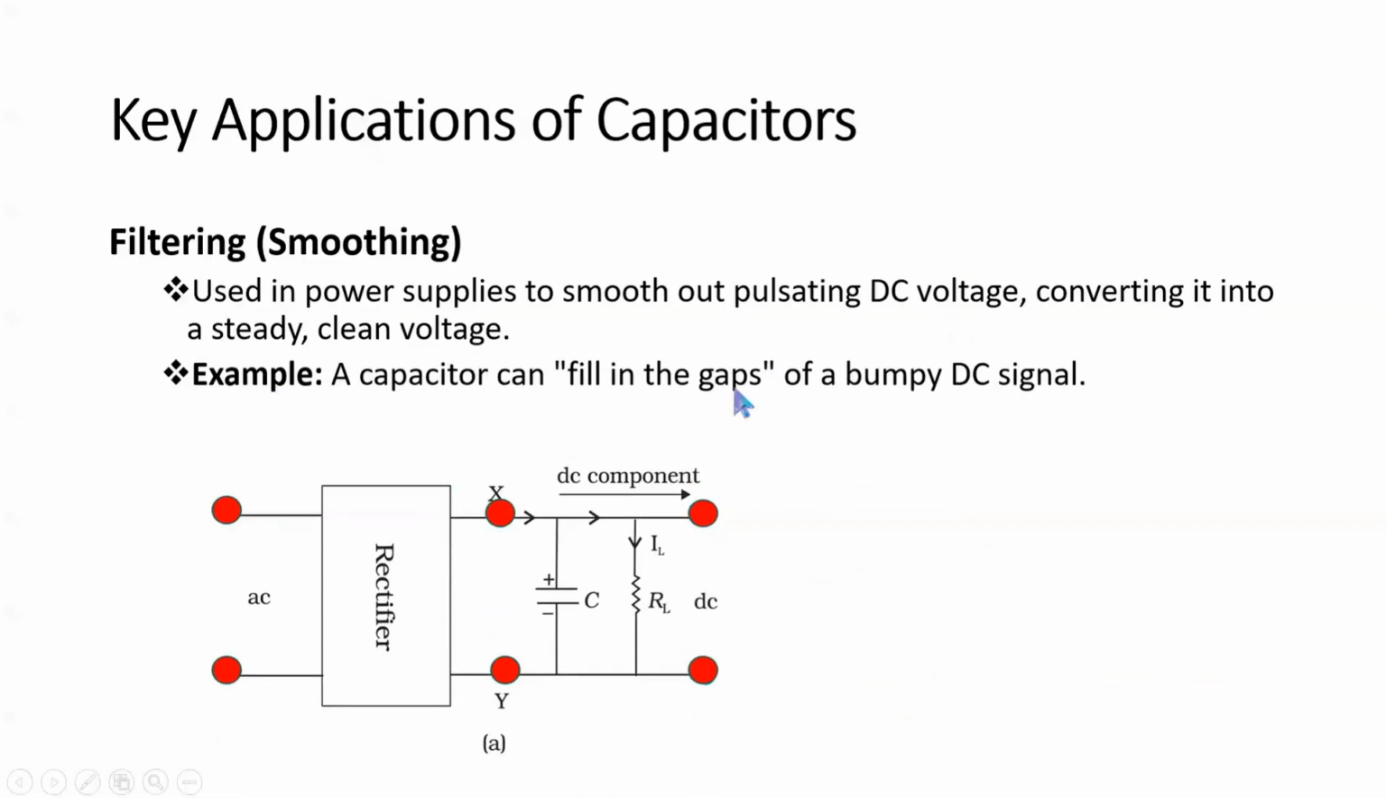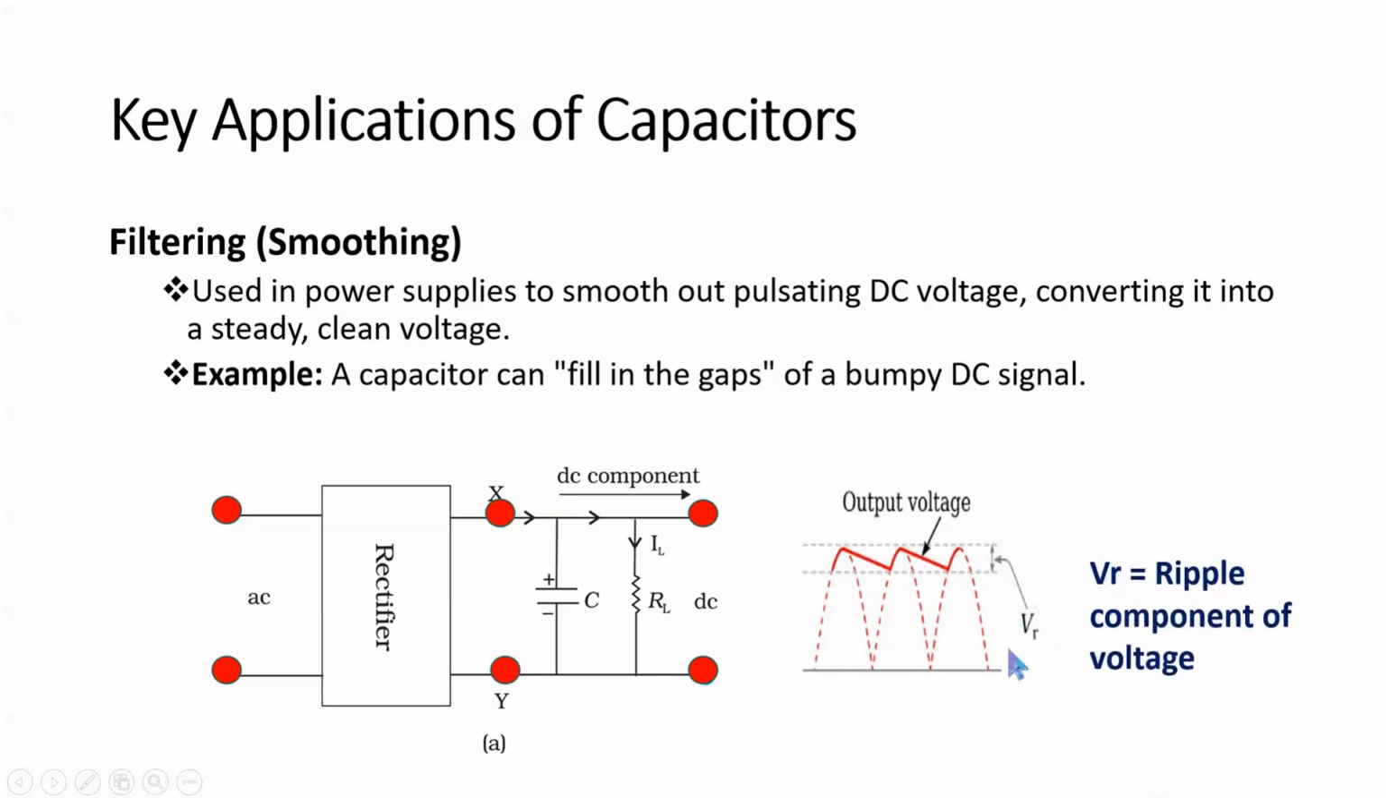So one of them is filtering or smoothing of signals. Usually this is in power supplies. They are used in power supplies to smooth out the pulsating DC voltage, converting it into a steady and clean voltage. A capacitor can fill in the gaps of a bumpy DC signal. You can look at this bumpy DC signal and you'll see that this difference is what constitutes the ripple component of voltage.